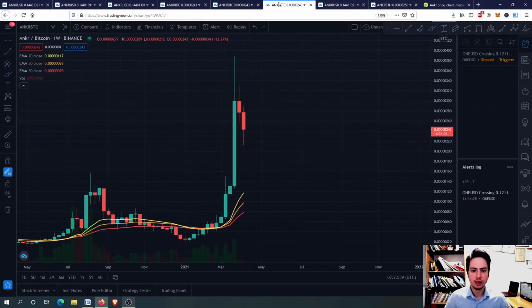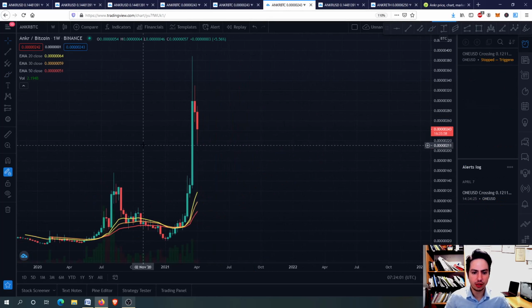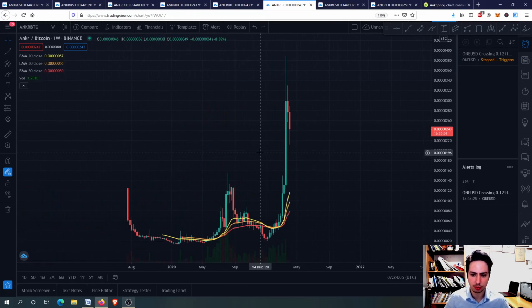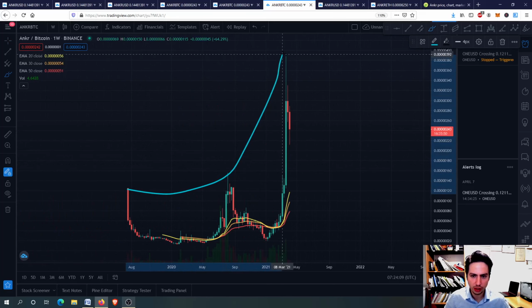So Ankr against Bitcoin in the weekly frame. I use this chart to see the macro perspective. And of course here we had 1, 2, 3 tops. Look at this.